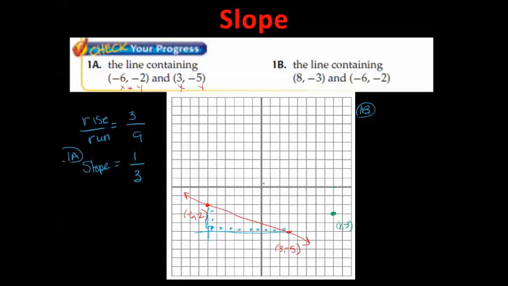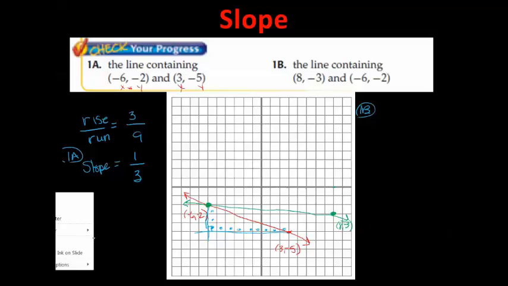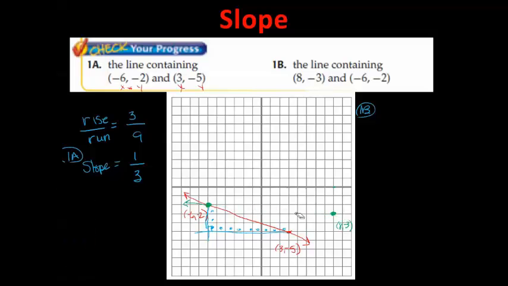And then negative 6, negative 2. Oh, that's right back here at the same spot. Oh, that's going to be close. Bad line, bad line. You know what? Let me see. I bet I can make a better line. I forgot about my little trick for making a better line.